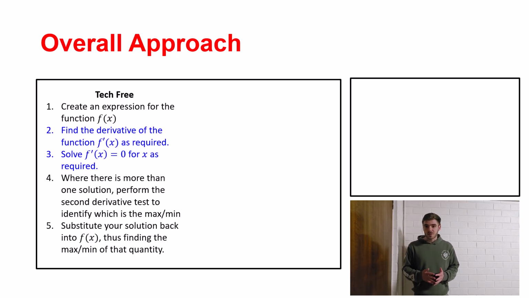Sometimes this will give you more than one solution. With that in mind, you could use the double derivative test in order to figure out which of those is the maximum and which of those is the minimum, although we will see a few ways in which we can circumvent that. From there, once you have that x value, you're just going to sub that back into the original function to obtain the maximum value of that thing.